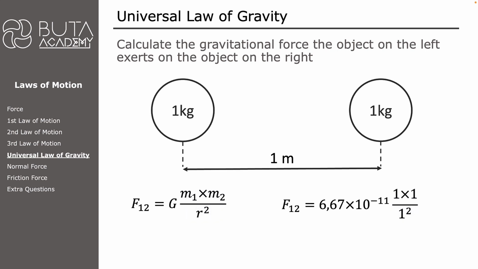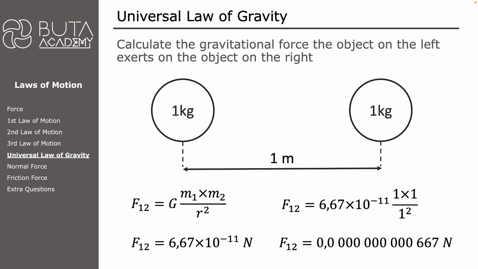As a result, the force of gravity is equal to 6.67 times 10 to the power of minus 11. If we write it as a decimal number, we get the value on the screen. This is such a small number that even if there was no friction force preventing these objects from moving, it could take them millions of years to move a tiny distance.